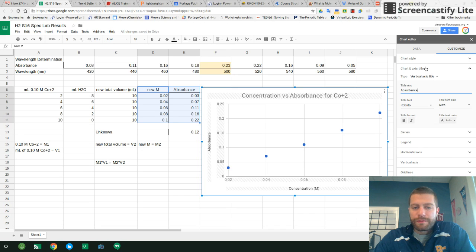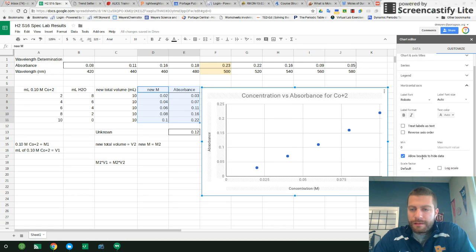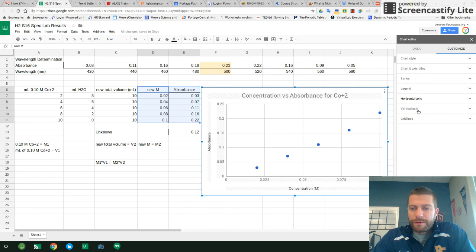Absorbance does not have units, so we're done with that part. And then we can go to horizontal axis, what the heck, we can say 0 for a minimum. Not necessary, but it certainly helps. And then I go to vertical axis, and I don't need to change anything there. Grid line's good.